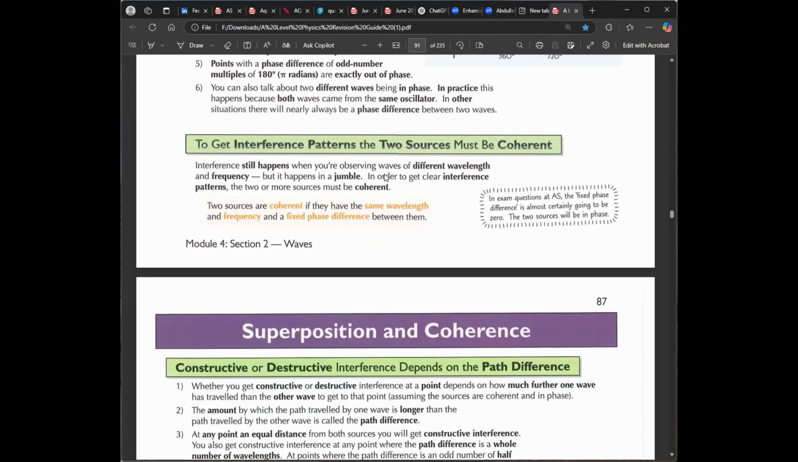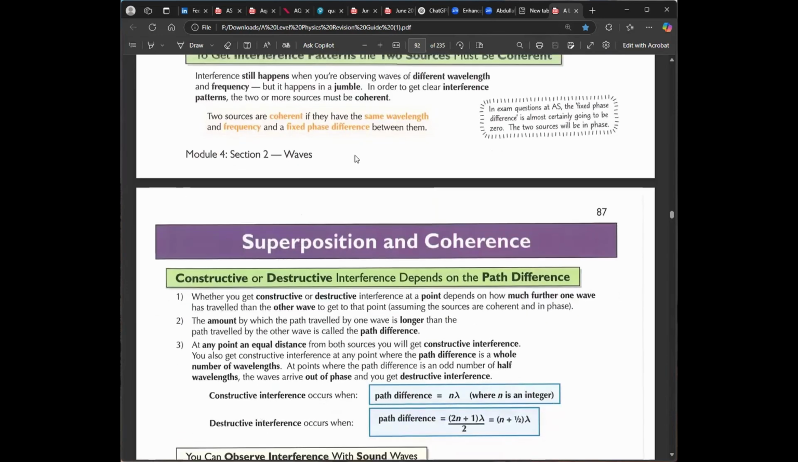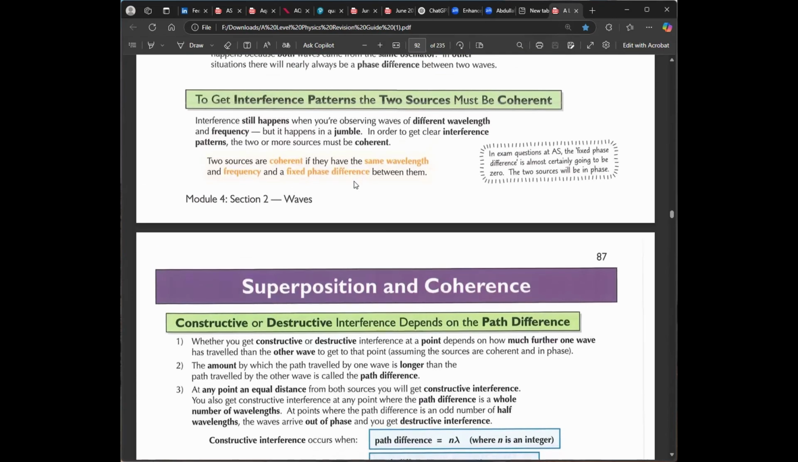To get interference patterns, the two sources must be coherent. Two sources are coherent if they have the same wavelength and frequency and a fixed phase difference. So their phase difference does not change. Coherent waves are basically exactly the same waves, and if the waves are exactly the same, that means they have the same wavelength. And if they have the same wavelength, since v is equal to f lambda, they should have the same frequency, as long as they are in the same medium.